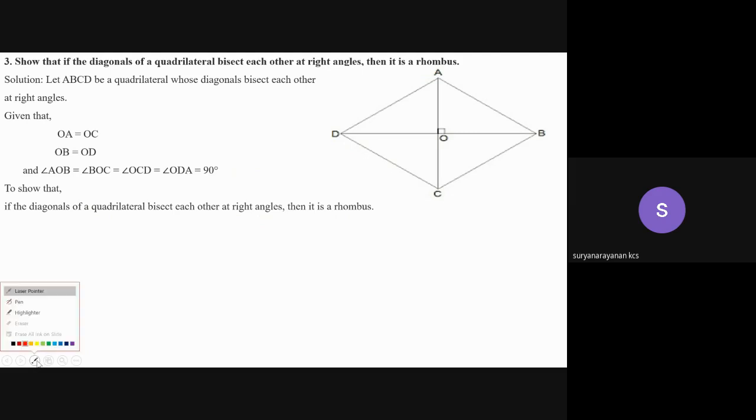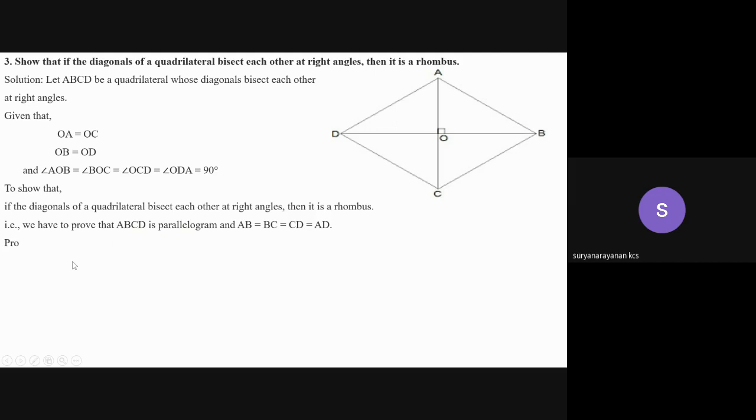For that, let us see how to prove this statement. That is, we have to prove that ABCD is a parallelogram, and AB is equal to BC is equal to CD is equal to AD. So there are two parts involved. The first part is we have to prove that ABCD is a parallelogram, and the second part we have to prove that all the sides of this quadrilateral are equal. There are two parts involved in this question.